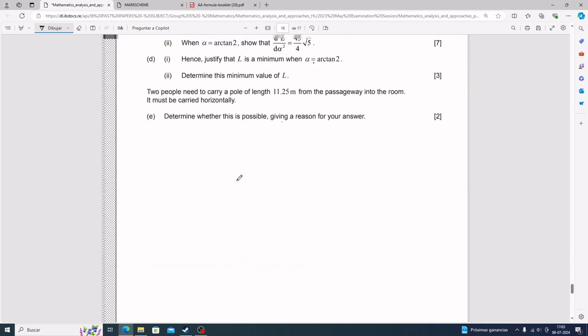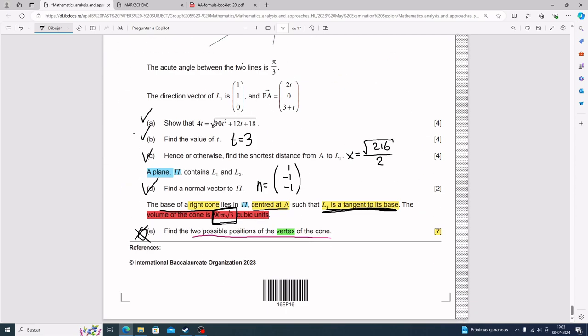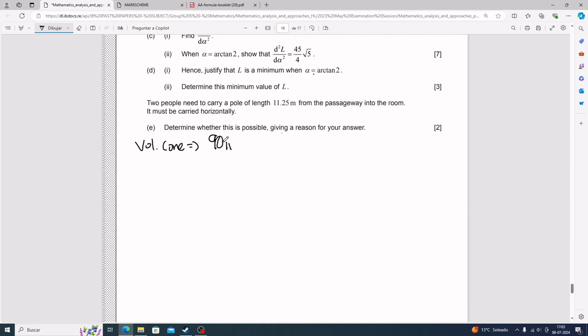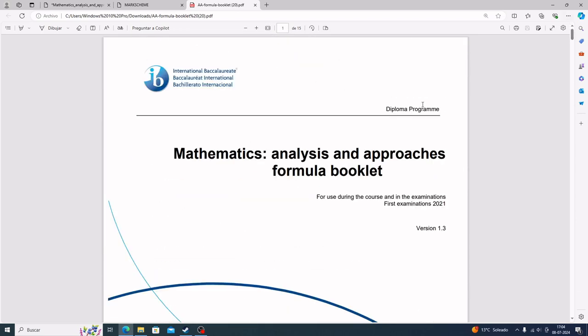So I'm going to go up here and say that volume cone, they tell us that it's 90 pi times square root 3. However, what is the formula for volume of a cone? I mean, if they're giving me the volume of the cone, well, what's the formula for it? Now, you probably don't know it by memory, and surprise, neither do I. You're not supposed to because you have the formula booklet.